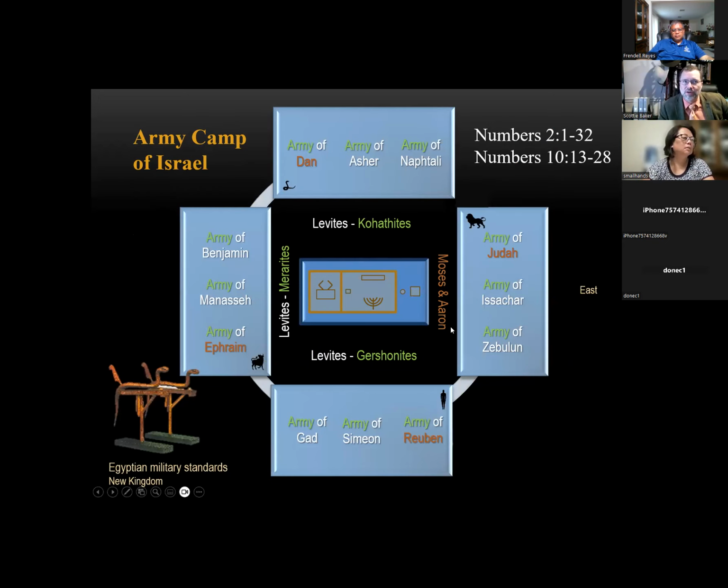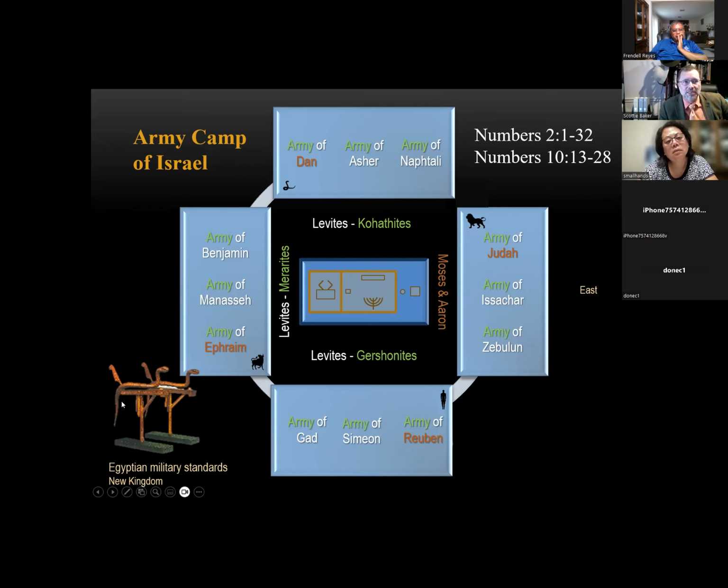So here's the sanctuary. Here's the tabernacle in the middle of the sanctuary. I made it kind of bigger so you can see it with the furnishings. But you can see Judah on the east, then Issachar, Zebulun. On the south were Reuben, Simeon, and Gad. On the west, Ephraim, Manasseh, Benjamin, and then Dan, Asher, and Naphtali north. Those are all the armies. And then the Levites were to camp in between the armies and the sanctuary, with Moses and Aaron on the east, the Gershonites in the south, Merarites in the west, Kohathites on the north.